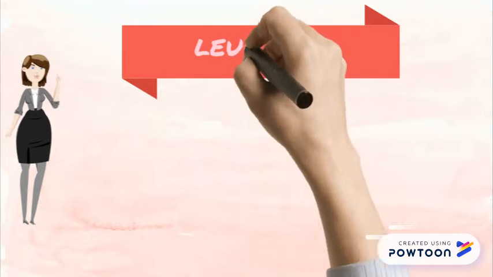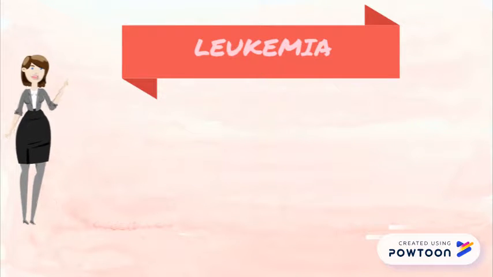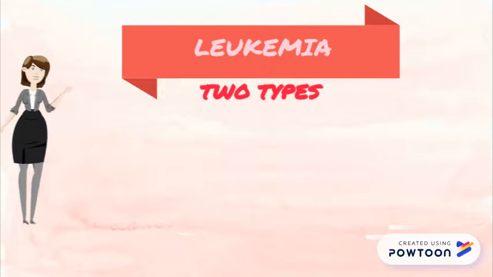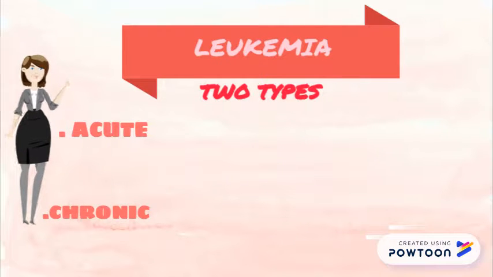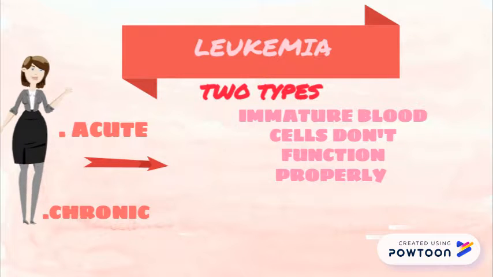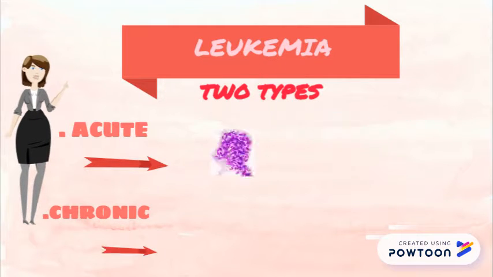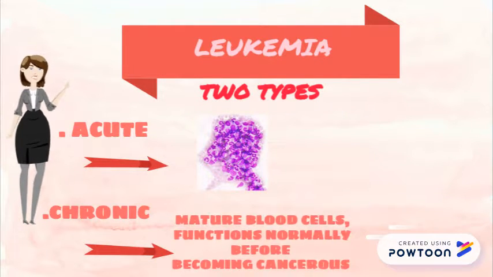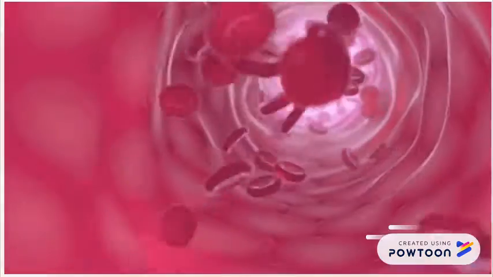Leukemia is classified in two different ways. First, there are two main types of leukemia, classified as acute and chronic leukemia. With acute leukemia, immature blood cells do not function properly and multiply at a very rapid pace. Chronic leukemia involves mature blood cells functioning normally for a period of time before becoming cancerous.